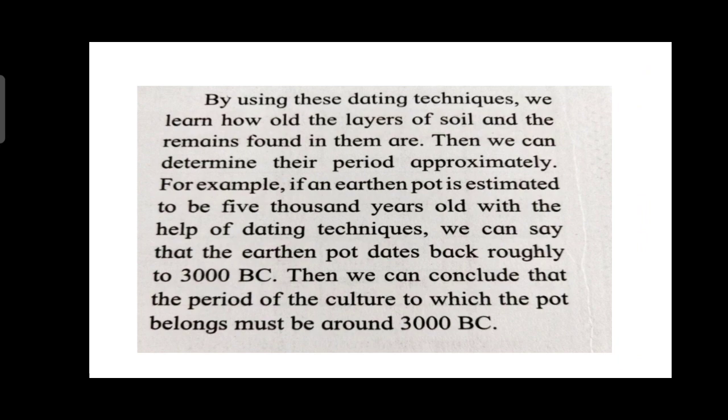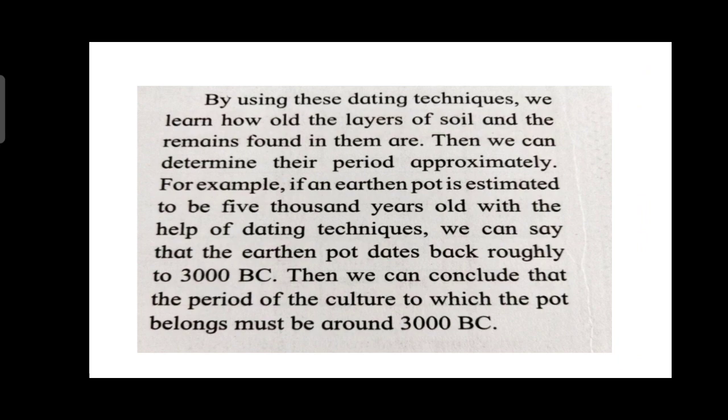For example, if an earthen pot is estimated to be 5000 years old with the help of dating techniques, we can say that the earthen pot dates back roughly to 3000 BC. Then we can conclude that the period of the culture to which the pot belongs must be around 3000 BC. Have you all understood this?